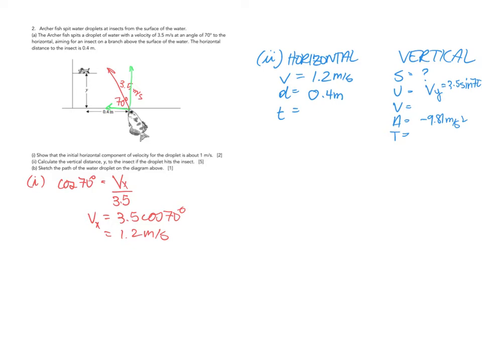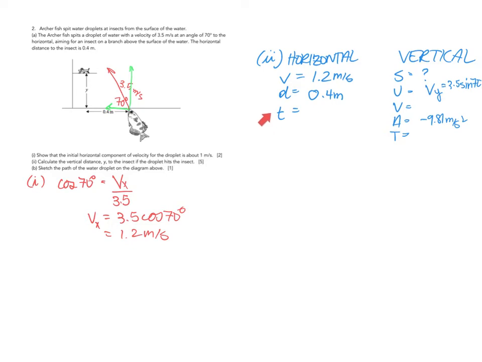Now, you might be tempted to say, hey, v equals 0, but there's nowhere in the question that tells us that the water actually stops when it gets to the insect. And you might actually argue that that wouldn't be very effective then. If it reaches its peak right at the insect, it's not going to have any energy to knock it off the leaf.